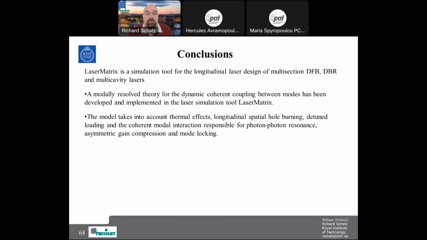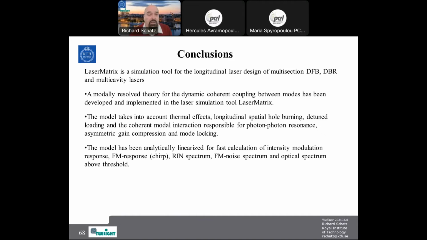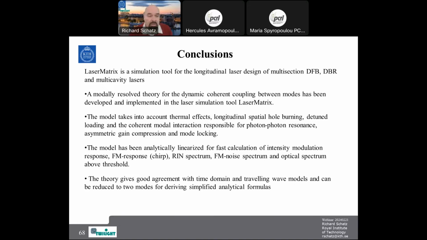The model takes into account thermal effects, longitudinal spatial hole burning, detuned loading, and the coherent modal interaction responsible for photon-photon resonance, asymmetric gain compression, and mode locking. The model has been analytically linearized for fast calculation of intensity modulation response, Green spectrum, FM noise spectrum, and optical spectrum above threshold. The theory gives good agreement with time domain and traveling wave models and can be reduced to 2 modes for deriving simplified analytical formulas.